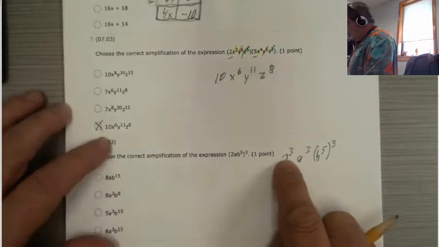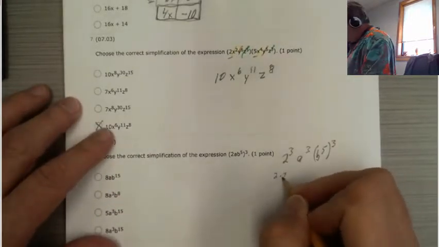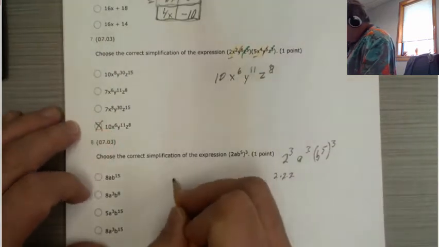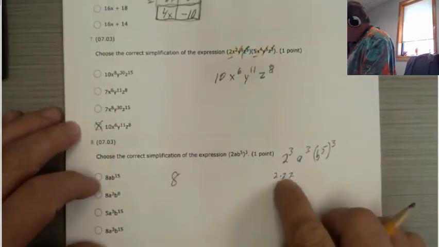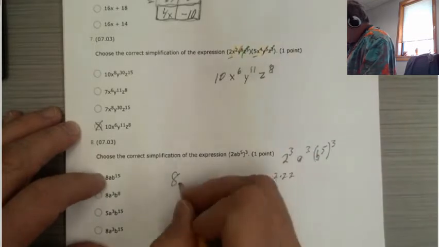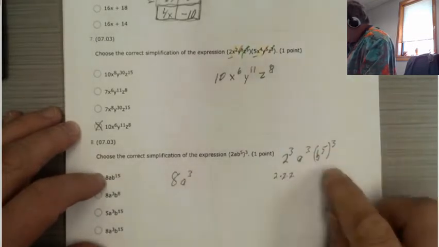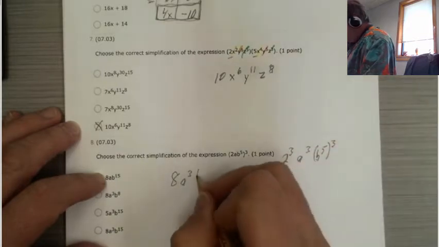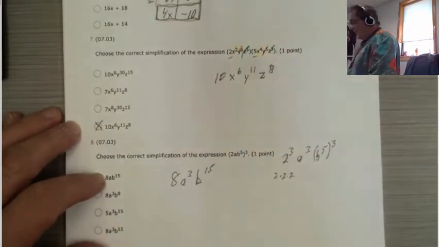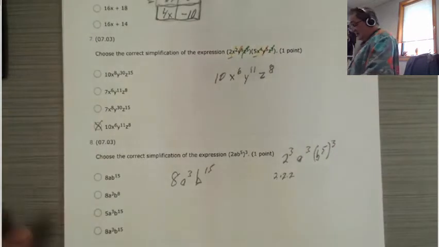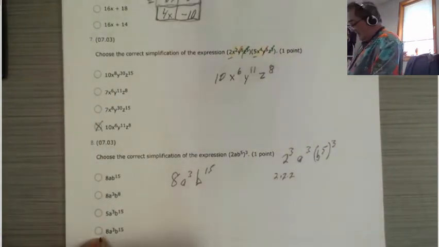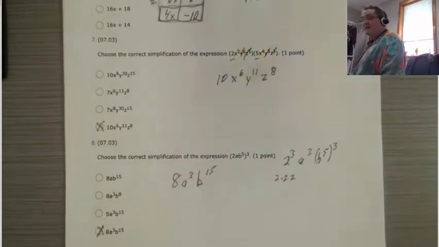So 2 to the third, that's 2 times 2 times 2, because it's the third power, so we'd have 3 2's. So that's 8. 2 times 2 is 4, times 2 is 8. A to the third power, and b to the fifth raised to the third power. Remember, we multiply, b to the 15th. 5 times 3 is 15. So which one does that match? This last one, 8a to the third, b to the 15th. There's our answer.